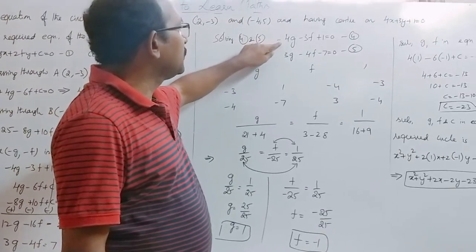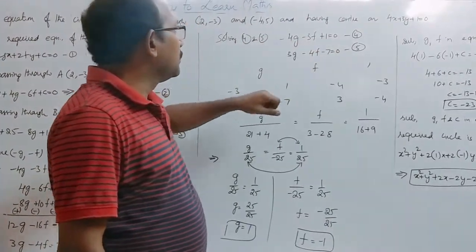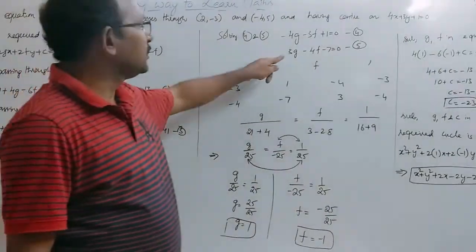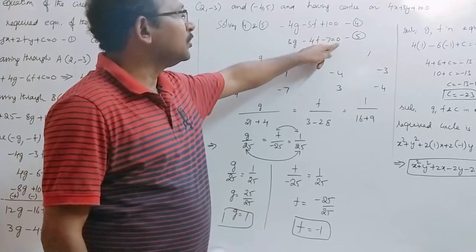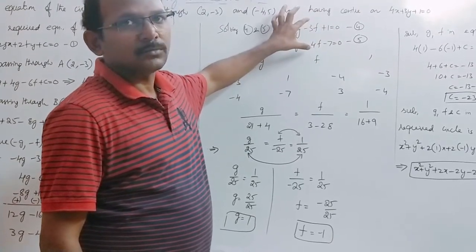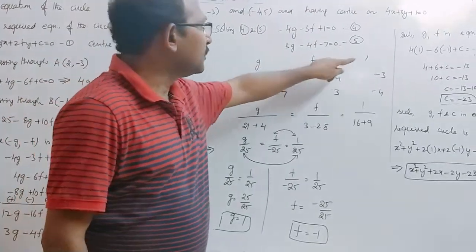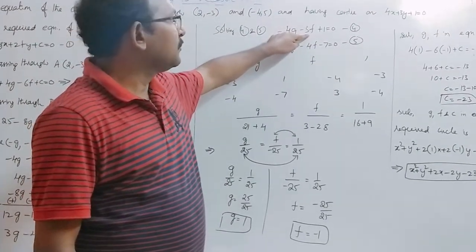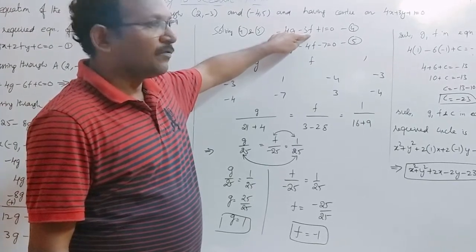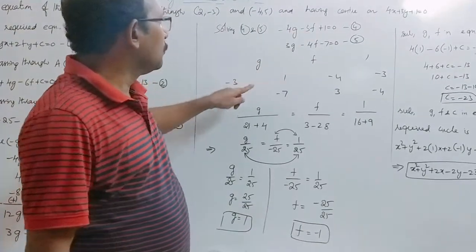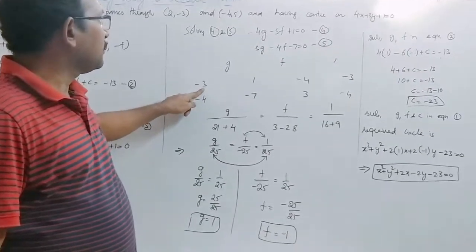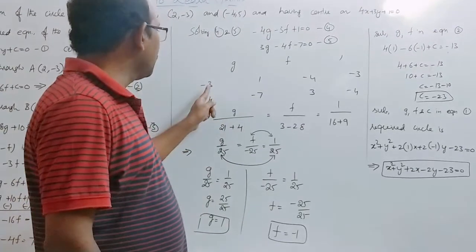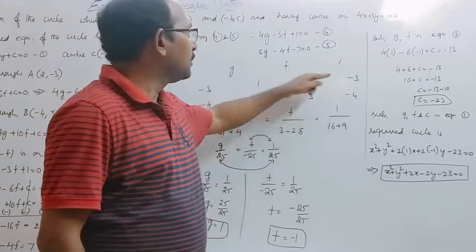So equation 4 is minus 4G minus 3F plus 1 is equal to 0. Equation 5, shifting this plus 7 to the LHS, is 3G minus 4F minus 7 equal to 0. Now solve these 2 equations for G, F, and C. We have to start with the second coefficient, that is, the coefficient of F. Then F is equal to the coefficient of F, here minus 3, then constant 1, then coefficient of G, minus 4, then again the first value.